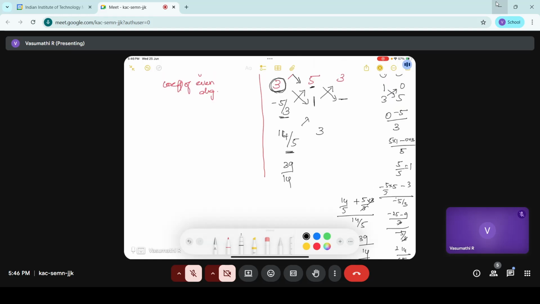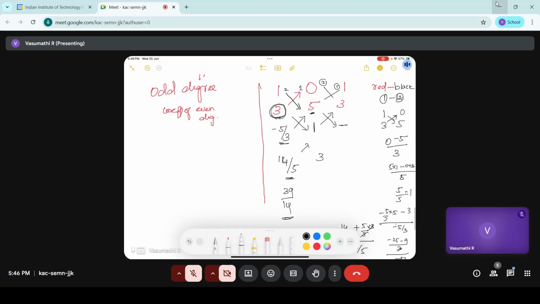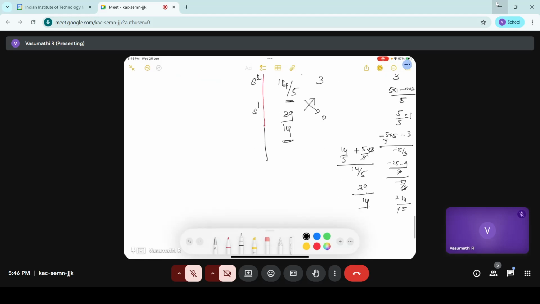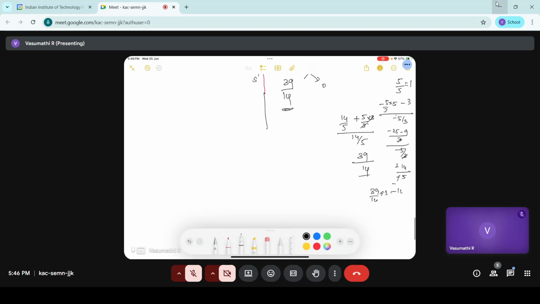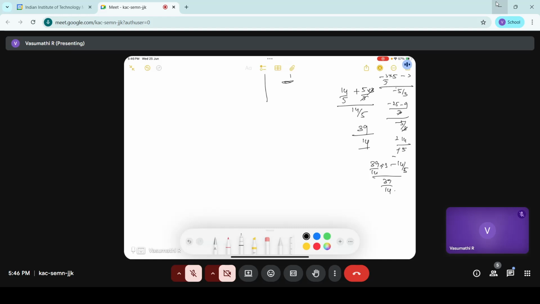There is nothing to multiply, so I'm leaving this until you get one single term. You have to do all these steps. This belongs to s power 5, this belongs to s power 4, s power 3, s power 2, s power 1. I have to do one more step. This becomes 0. So this will give you 39 by 14 into 3 minus 14 by 5, 39 by 14. I'm going to use the calculator for this.